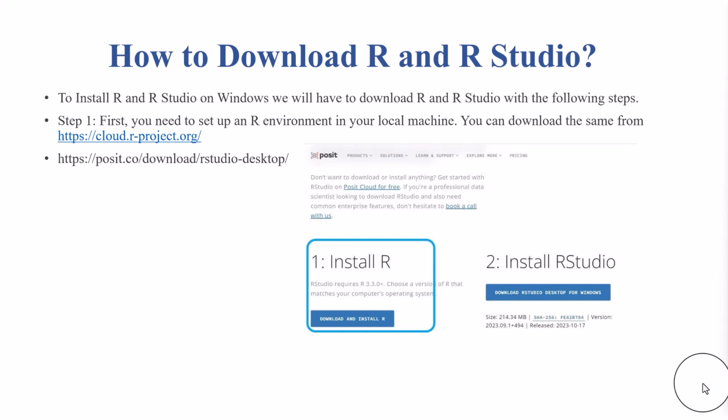So in step 1, you need to set up the R environment on your local computer or local machine. You can download it from cloud.r-project.org. I will give you this link in the description. You can click and download R programming for your computer. Okay, and I will show you this practically today.